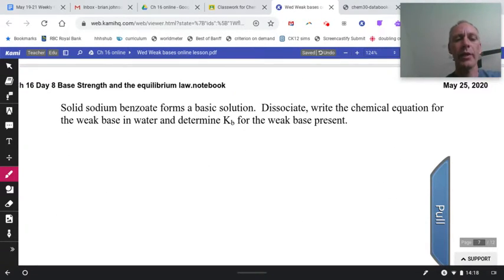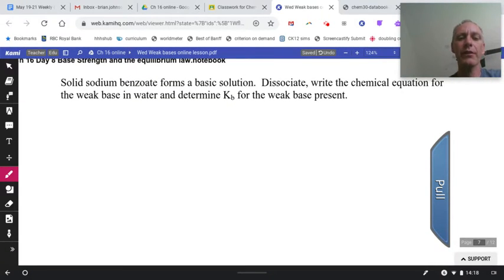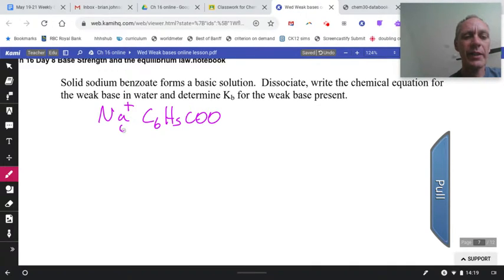All right, so let's try a realistic question. Solid sodium benzoate forms a basic solution. Dissociate it. Sodium benzoate is made of Na plus and benzoate, C6H5COO minus. Now this stuff forms a basic solution, so which of these two do you think is the weak base? As always, it has to be an anion. The only weak base that's not an anion is NH3. So the rest of them all have a negative charge.